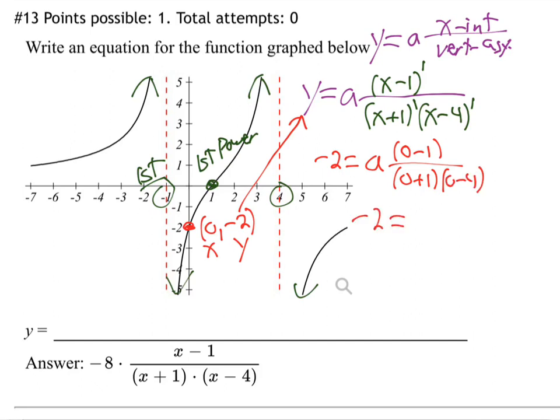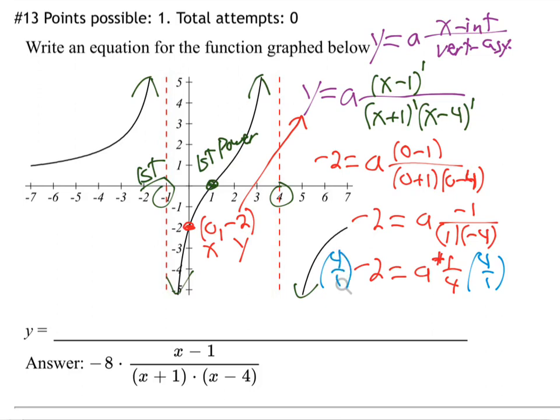And we get negative 1 over, what's that going to be, 1 times negative 4. That's positive 1/4, right? Because negative over negative there. And then how do you finish solving? Multiply by 4 over 1, boom. A is negative 8. There we go. There's our function. Easy now.